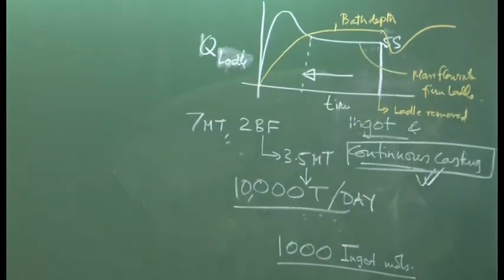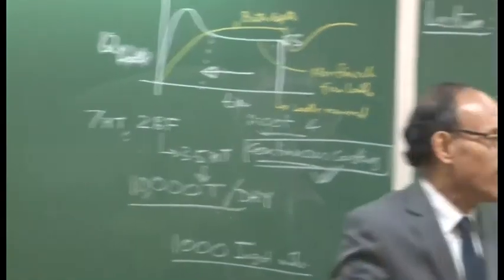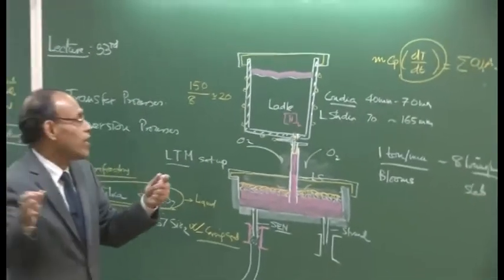If you do only one casting with one ladle and the casting is over, it is called a single heat casting.